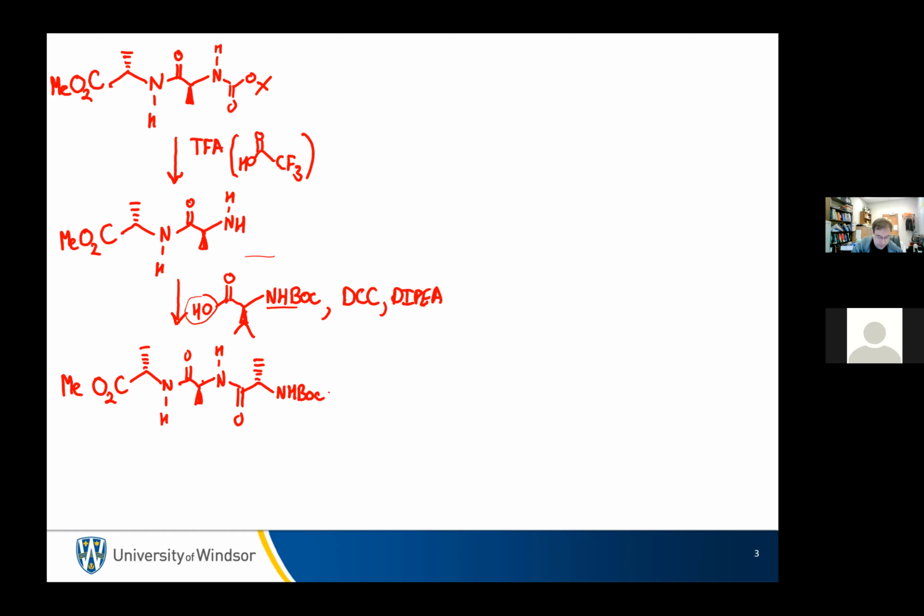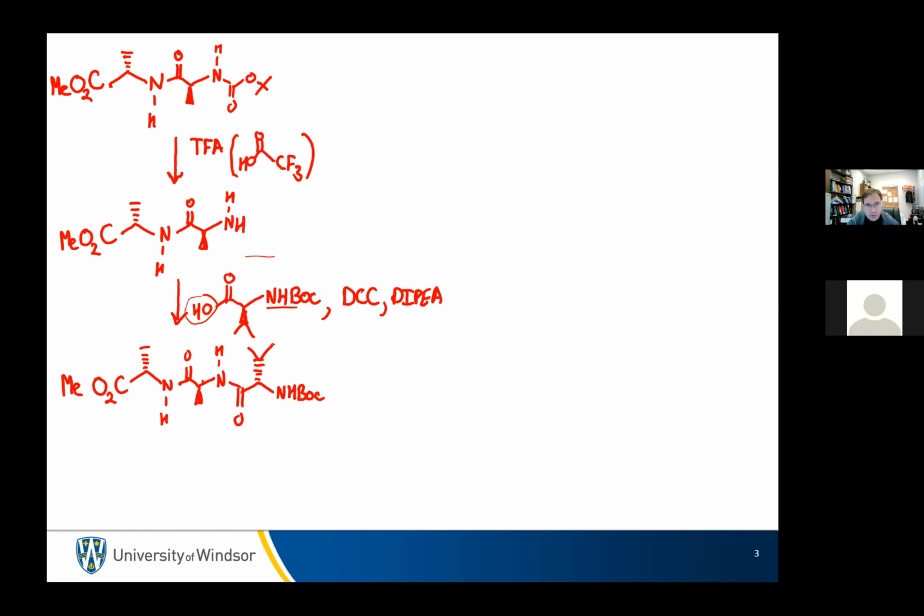And so we've added valine now. So we're able to snap on one amino acid after another to make our molecule. And then we just deprotect again, we reprotect, we deprotect again, we reprotect, we deprotect again, we reprotect, and eventually we can make a peptide of whatever length you want. You're only limited by how good your yields are and how patient you are and what you need, I guess.